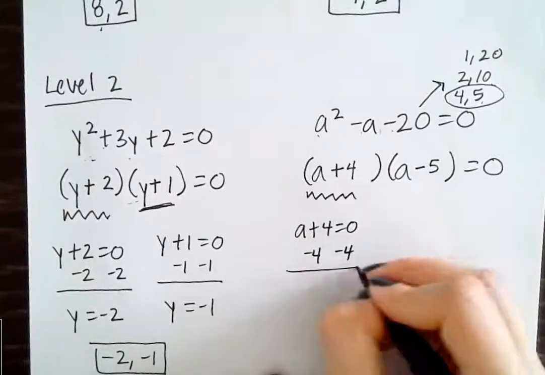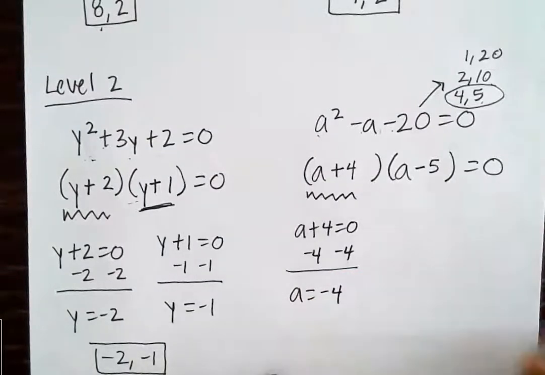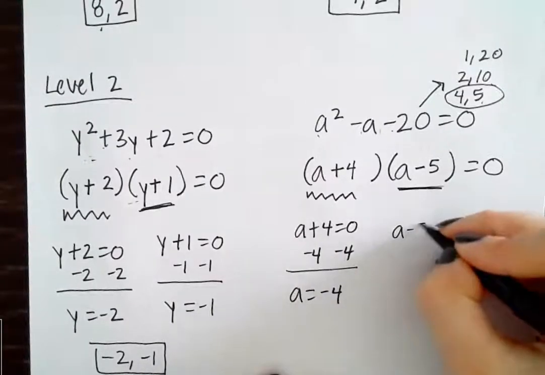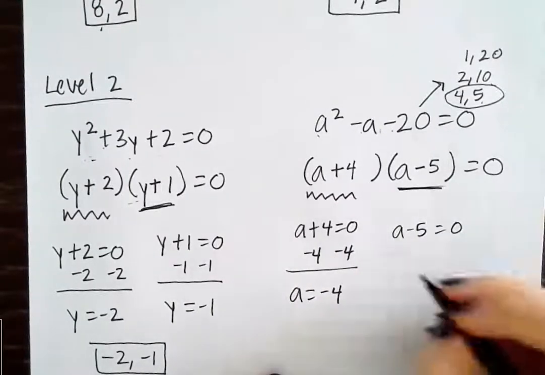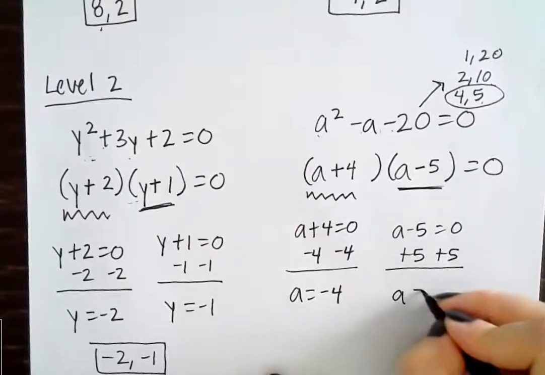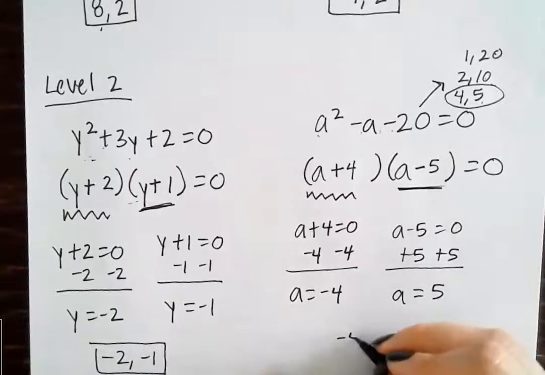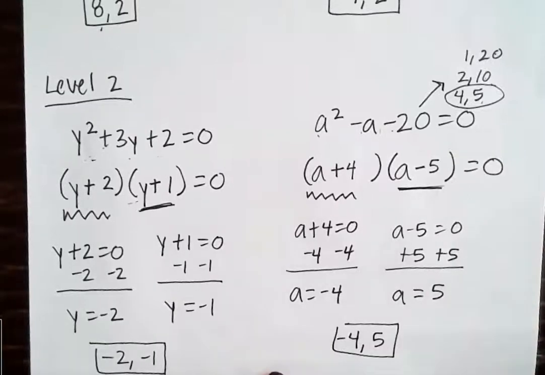Get a by itself. And if a equals negative 4, a minus 5 equals 0. Add over our 5. A equals positive 5. So our answers to this quadratic equation are negative 4 and 5.